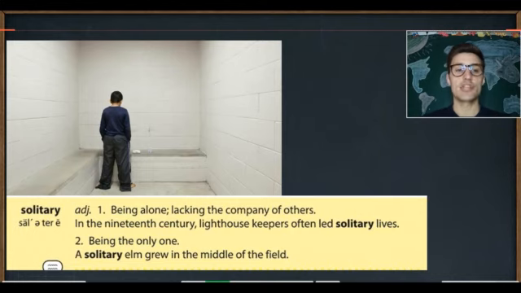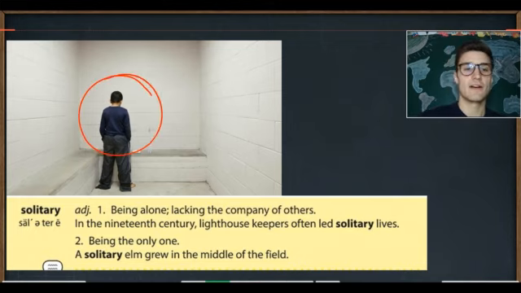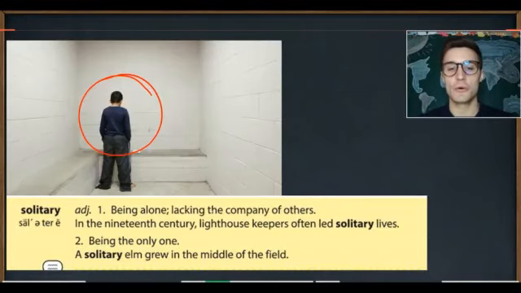Next up, it's solitary. Solitary has two adjective meanings. First, solitary is a word we use to describe nouns which like being alone, lacking the company of others. This boy is very solitary. He's alone. In the 19th century, lighthouse keepers often led solitary lives. So very alone.